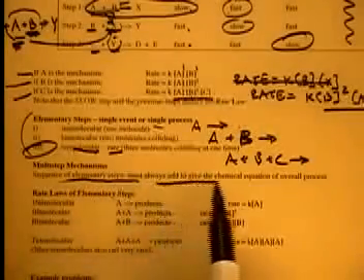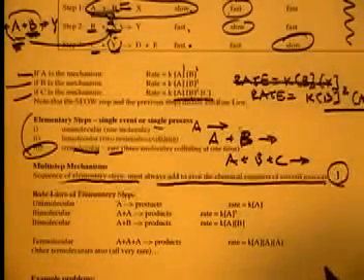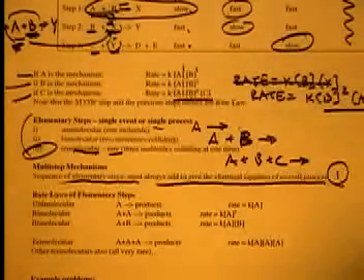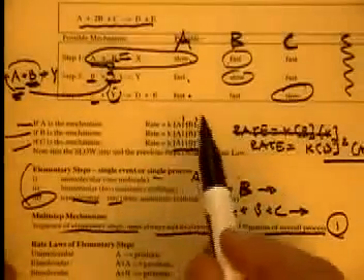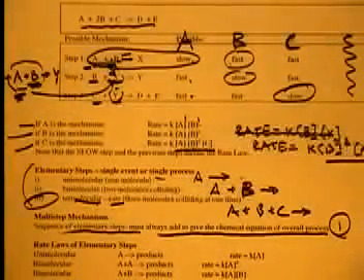Multi-step mechanisms are sequences of elementary steps. They always have to add up to give the equation of the overall process. I think this is one of the biggest rules. And then, of course, the other big rule is that the exponents must match the stoichiometry. In other words, they have to match the coefficients that are in front of the reactants in the elementary process.